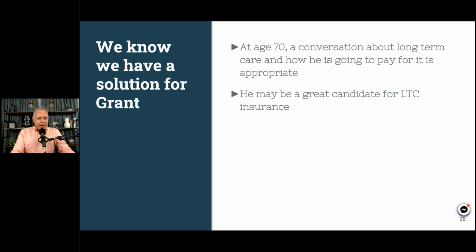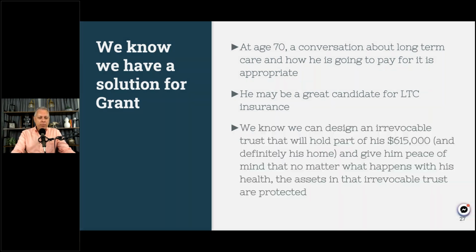All right. He may be a great candidate for long-term care insurance. At 70, you're not too old. Okay. It could be out there. But we know that we can design an irrevocable trust that will hold some of his assets and definitely hold his home and give him the peace of mind that no matter what happens with his health, the assets in that irrevocable trust are protected. That's a huge load off their mind. It's peace of mind. It's insurance. It's just, this is what it's going to do.